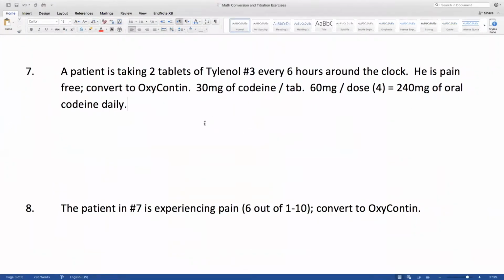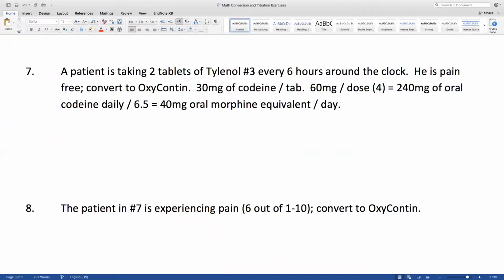So if it's 240 milligrams of oral codeine daily, if we divide that by 6.6, 6.5, whatever you want to call it, what's our oral morphine equivalent? Roughly. 40, 50 milligrams, somewhere in there? 30 to 40? How much is it? Let's call it 40 milligrams of oral morphine equivalent per day.